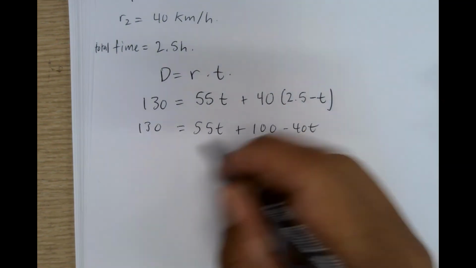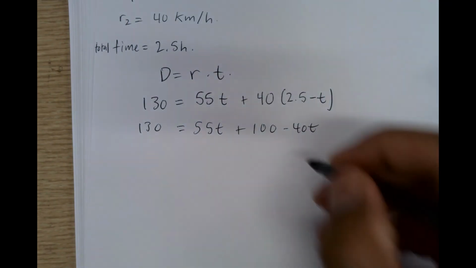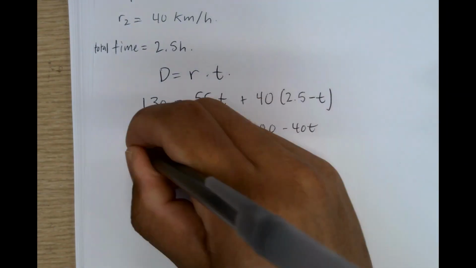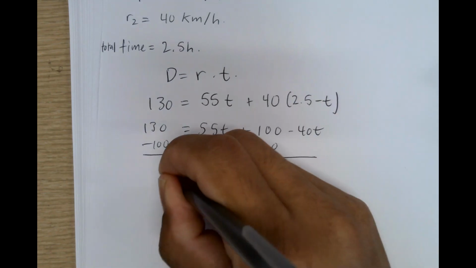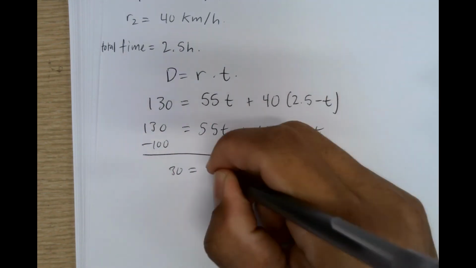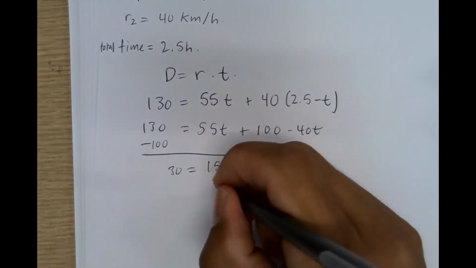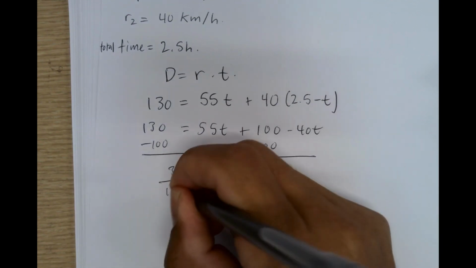We would solve for t now, so you would subtract 100 from both sides. You would get 15t is equal to 30, divided by 15 on both sides, and I get t is equal to 2.